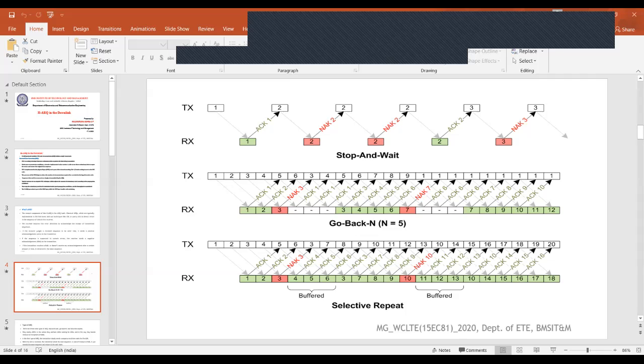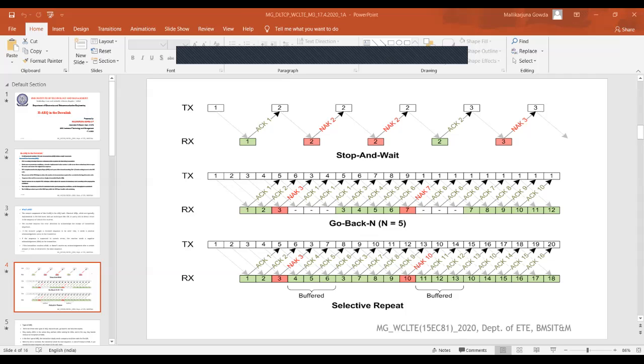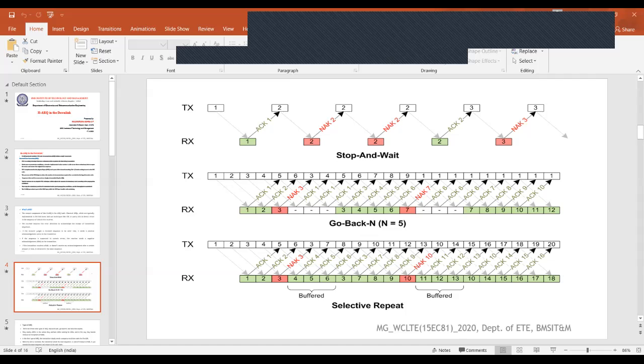That keeps changing, right? This is what happens in stop and wait. The transmitter will wait until it gets the positive acknowledgement, and till then it keeps transmitting the same packet. That is what is happening in the stop and wait protocol.